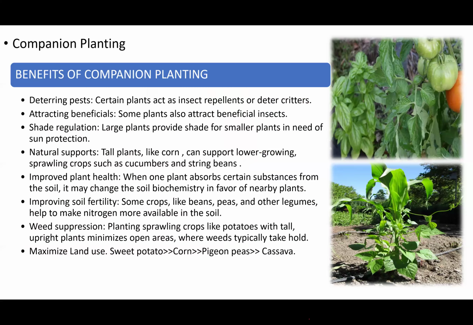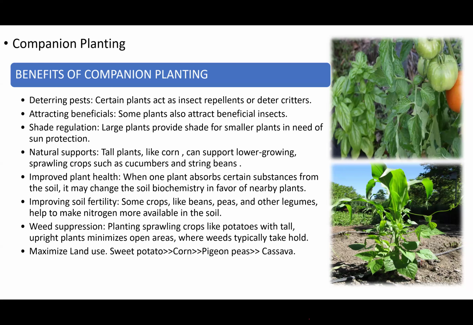Companion planting, very important. I sent you a sheet that has some companion planting. Some of the benefits of companion planting is deterring pests. When you put certain herbs with certain crops, it can help to deter pests, right? Some of these herbs also bear flowers, which will attract pollinators and beneficial insects. Some companion plants act as shade regulation, so provide shade for the smaller plants.